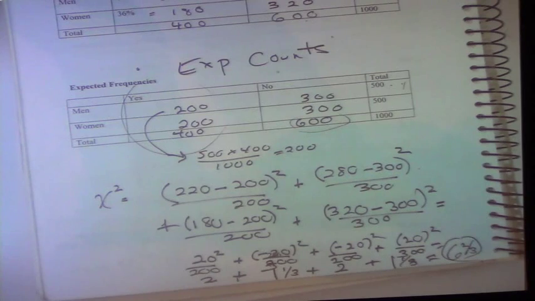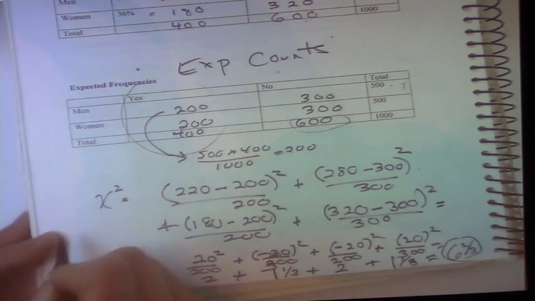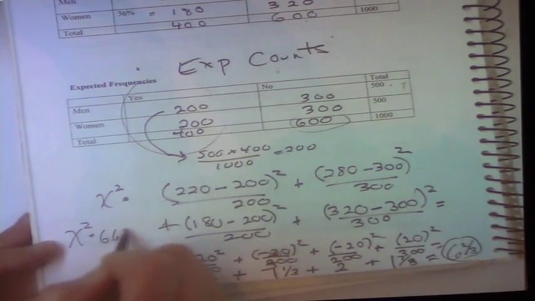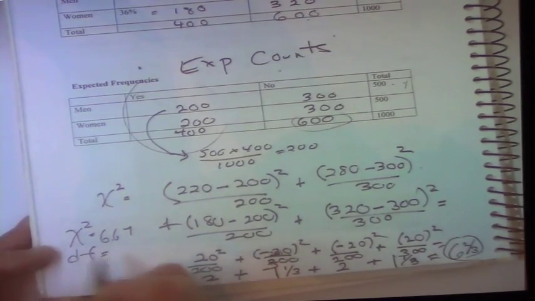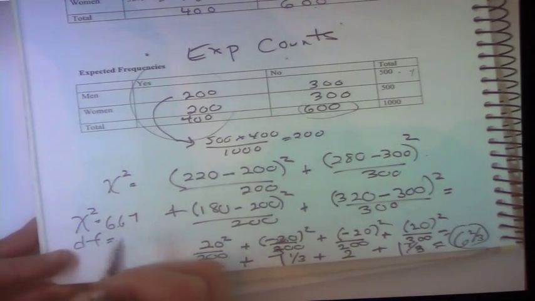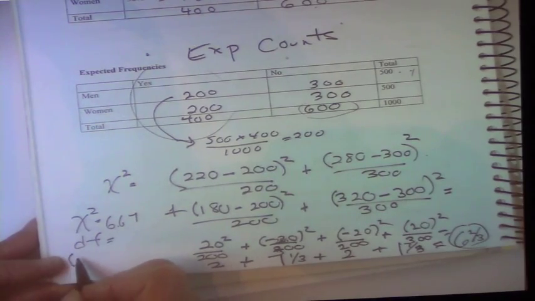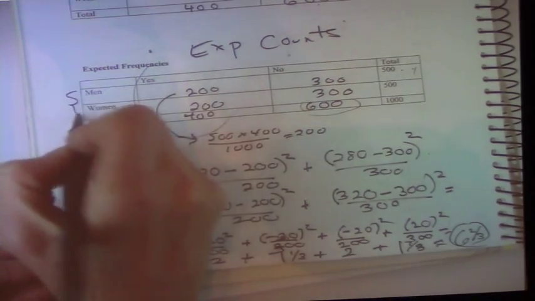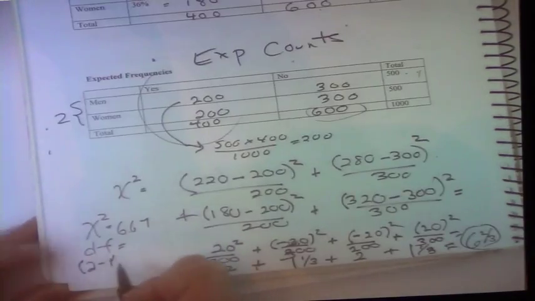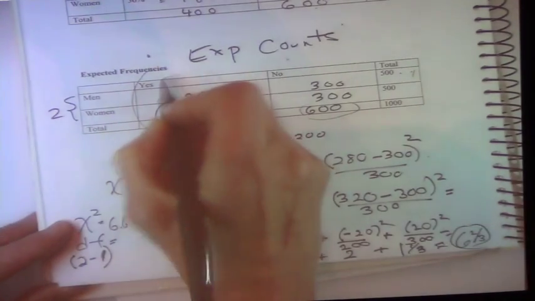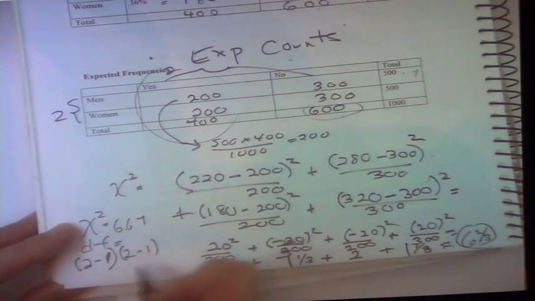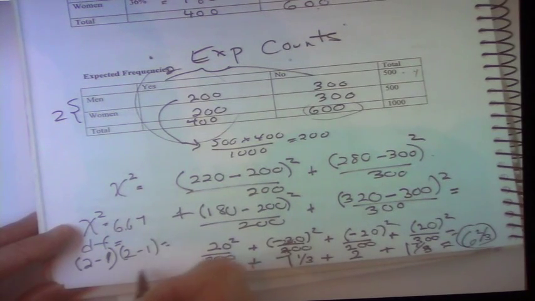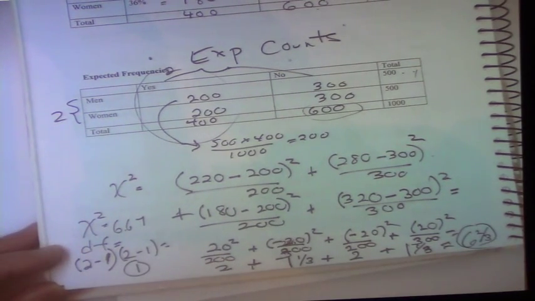Is that legible to everybody? Yes. All right, now we've got chi-squared equals 6.67. Degrees of freedom: can you figure it out? What's it going to be? How'd you figure that out? 2 categories here, minus 1. Good, you figured that out fast. And here you have 2 categories there, minus 1. So you're absolutely right, it's only 1 degree of freedom.